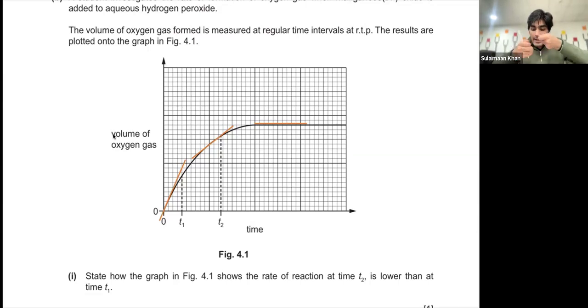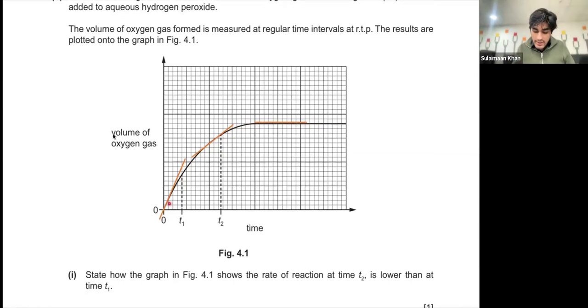The concentration of reactant particles, the H2O2 particles in this case, would start to decrease, and that would mean less frequent collisions, and less frequent collisions would mean that the total effective collisions would decrease, and therefore the rate of reaction starts to decrease. And why does it become zero? Because all the reactants are used up. So no more effective collisions, no more frequent collisions, and therefore the rate of reaction is zero. Get it? We've done this entire graph, right?